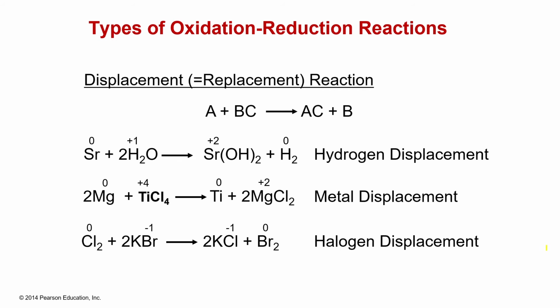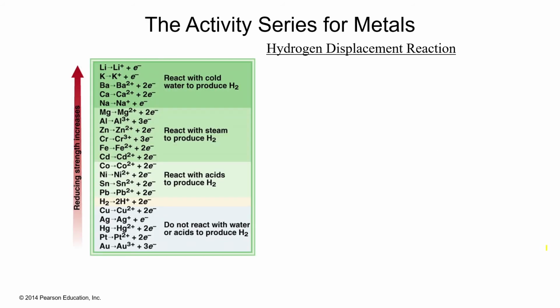Let's look at the top two reactions here, the hydrogen displacement and the metal displacement. It's interesting because metals have been studied for a long time, and their chemistry is very interesting, mainly because these elements are very important in many aspects of our society. So what I'm showing you here is something called an activity series for the metals. Let me tell you how this table is built.